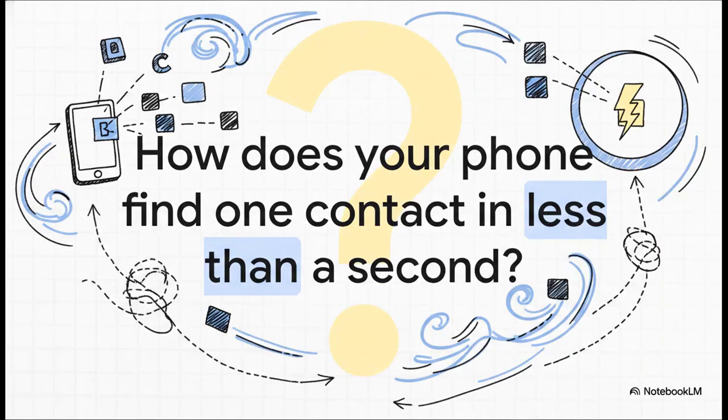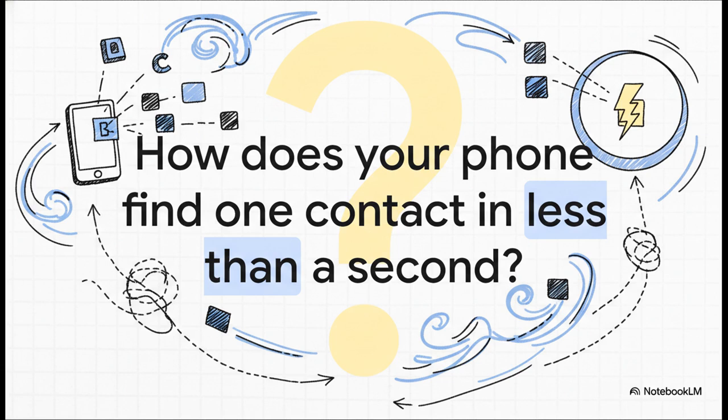Let's dive in. Seriously, just think about it for a second. You type 1 or 2 letters into your Contacts app, and boom, the right name just pops up. There's no waiting, no loading bar, nothing. How on earth is that possible? It can't be searching through every single contact one by one, right? That would take forever. So what's the secret?